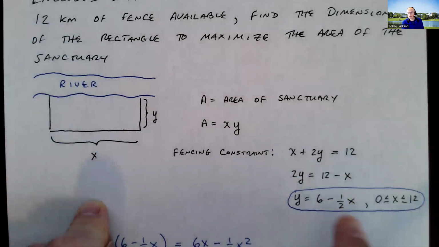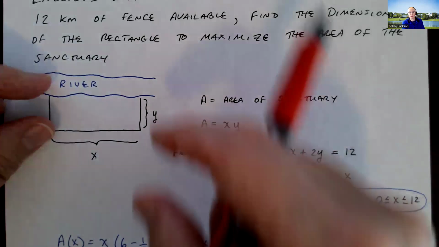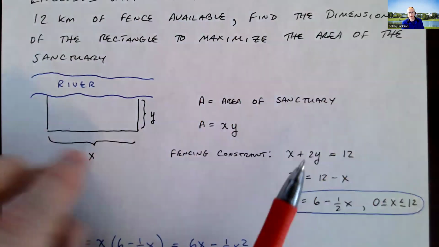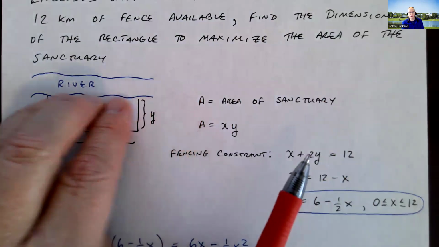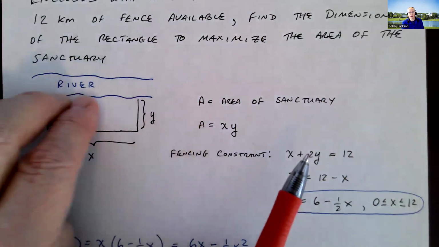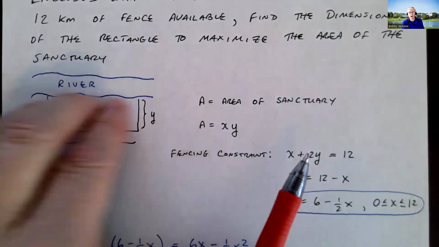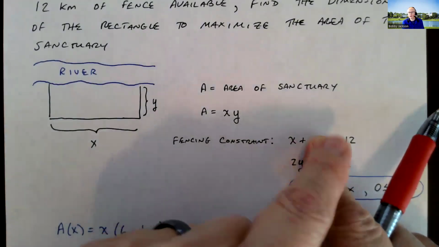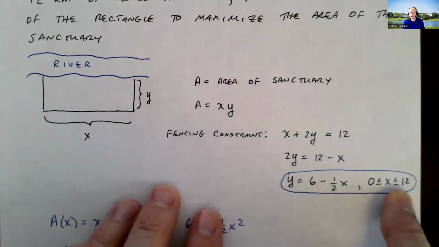The other extreme is we can let Y get smaller and smaller. As Y gets smaller and smaller, X gets longer and longer, and as Y goes to 0, eventually X would become just one fence, 12 kilometers long, right along the riverbank. And you can see that here. If I let Y go to 0, X is 12. So that's the maximum X can be.